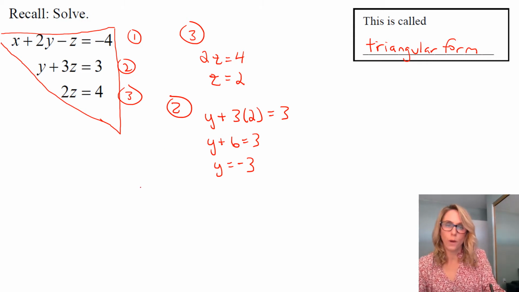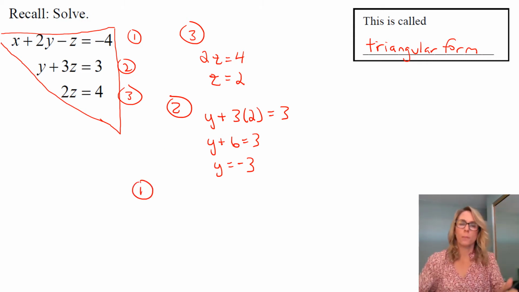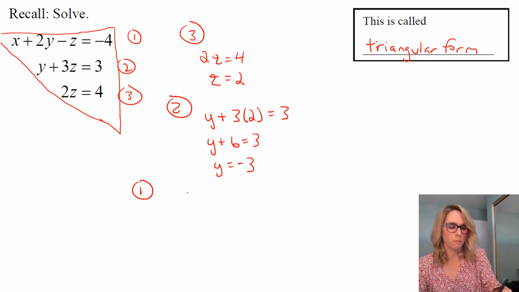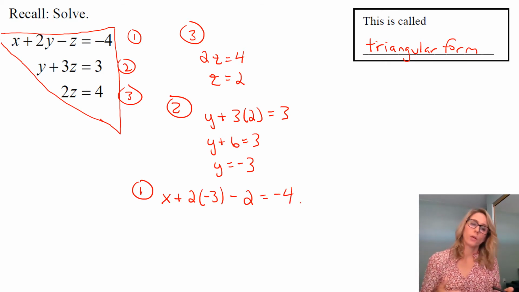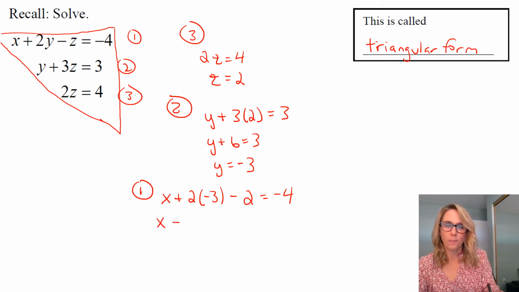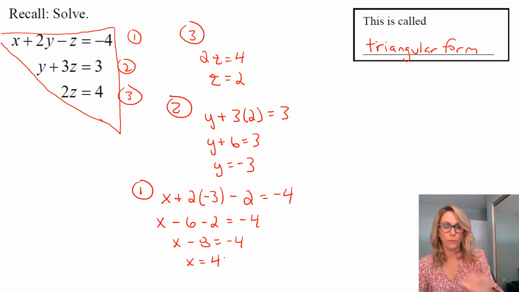Now I need to go to equation number 1. So notice I'm using that back substitution, going up and up through these other equations, to get that last variable. So I need to solve for x, but we know y and z. So now we have x plus 2y, but we know y, and we have minus z, but we know z. So I'll plug those values in. Now I have an equation of 1 variable. Notice it's just x, and then some numbers that I can combine. You're welcome to pause and finish this. Adding 8 will give us x equals 4.